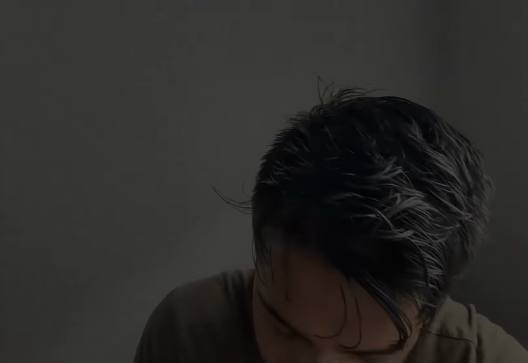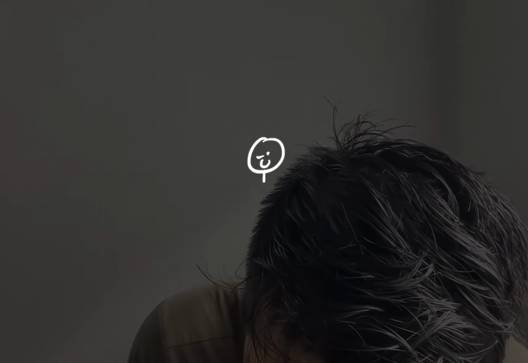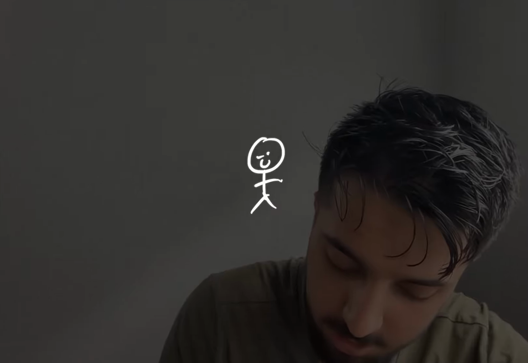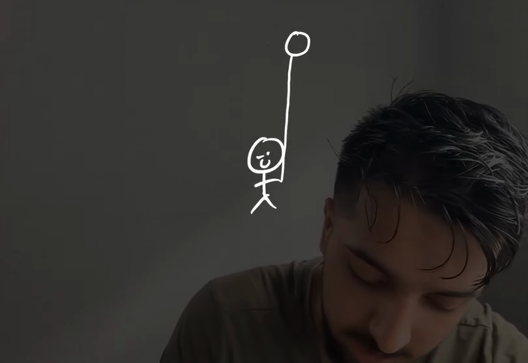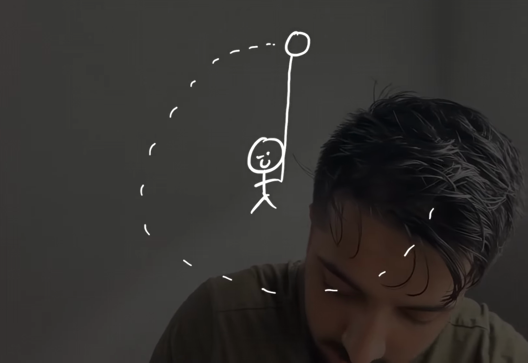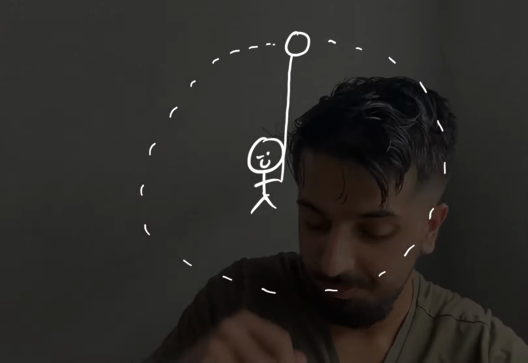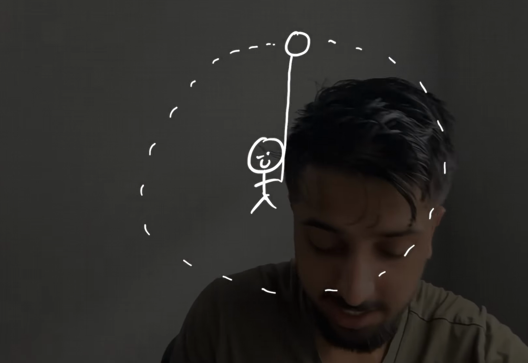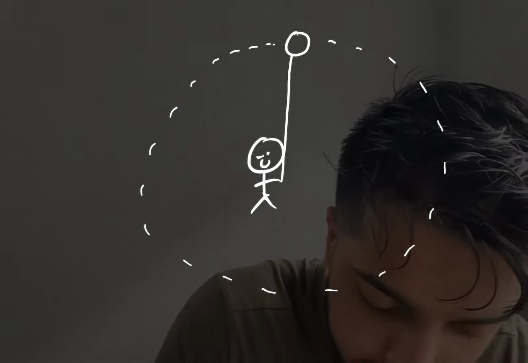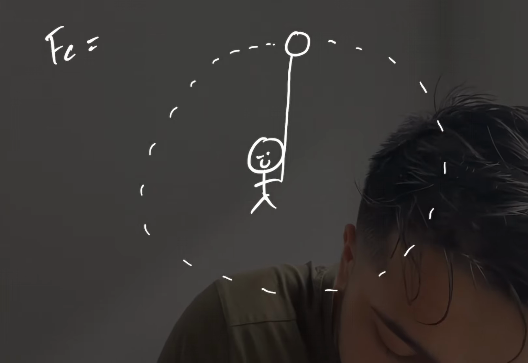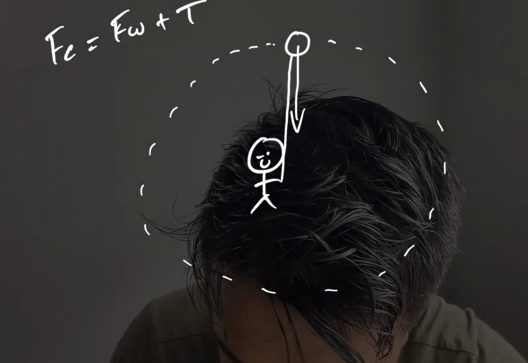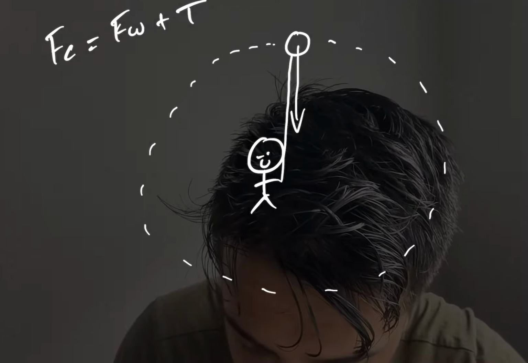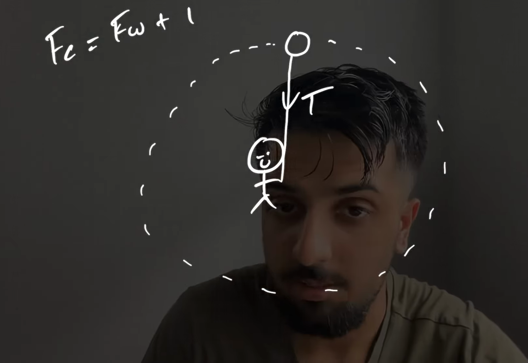Some other scenarios where we can see the same vertical circle situation is where we have a little guy, let's call him Timmy. And Timmy has one of those toys where we have a ball at the end of a string, and he is swinging it around in a circle, like this. Now at the top, again, this is our scenario 1, and in this scenario, the centripetal force is equal to the weight force plus the tension force. So the weight force on the ball, right? And also the tension on the string, like so.